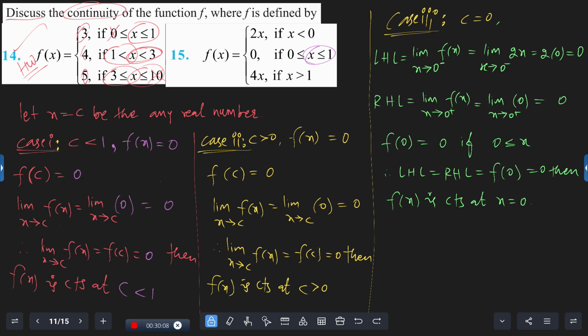Very good. Right, fine. In case 3, now what is case 3? Greater than or equal to 1. For greater than or equal to 1 they directly gave f of x equal to 4x. So instead of x, if you replace c, you will get 4c. Here also, if you write 4x, you will get 4c, which is equal to 4c. At c greater than 1, this will be continuous. Have you understood? Like that you want to do.